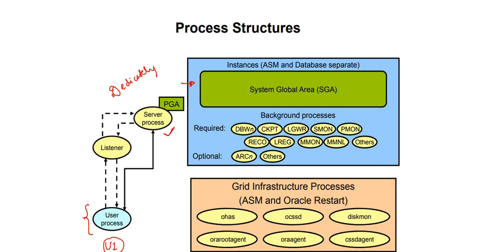Apart from that, we have some major and important background processes, which we call DBW, CKPT, LGWR, SMON, PMON, and so on. We will discuss these in more detail. But before going forward, I want to ask: what is the need for these background processes? Obviously, there are the server process, listener process, and user process. Then why is there a need for background processes?